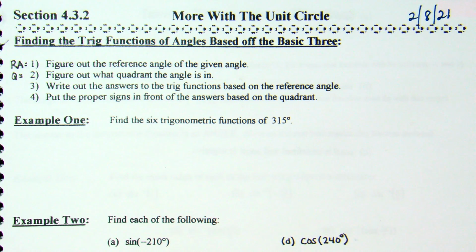wherever they are. So we already know, based on our chart, the value of trig functions at 30 degrees, 45 degrees, and 60 degrees, correct? And what we're going to look at is applying that. What if I need to know the value of my trig functions at 150 degrees? I don't have 150 degrees on that chart.